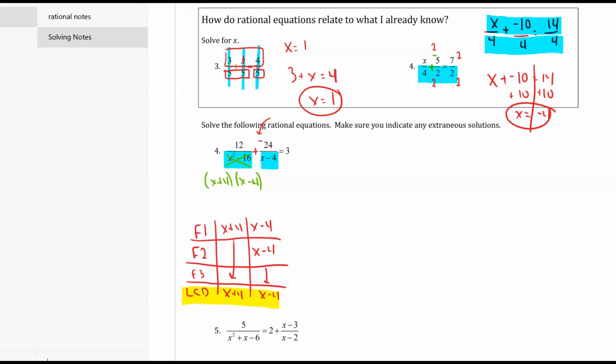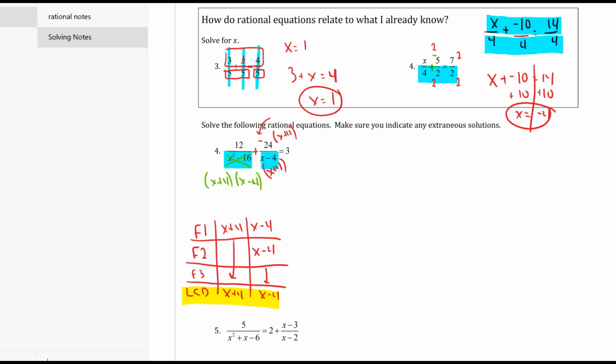All right, so looking at my different fractions, my first fraction has x plus 4, x minus 4. It has the least common denominator, so I don't have to do anything with it. My second fraction only has an x minus 4 in the denominator, so what it needs is an x plus 4. So I'm going to multiply the bottom by x plus 4, and remember, whatever you do to the bottom, you do to the top.